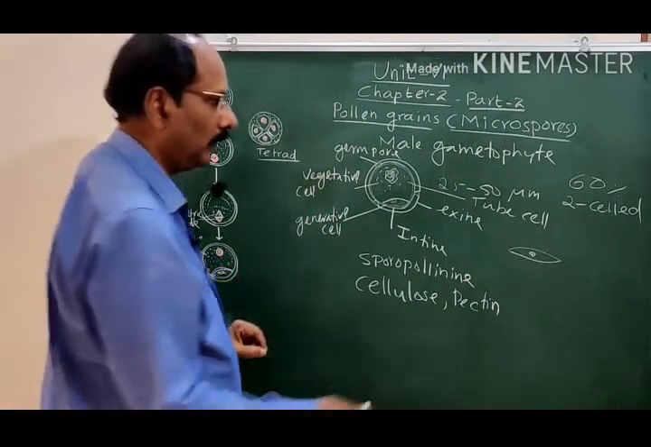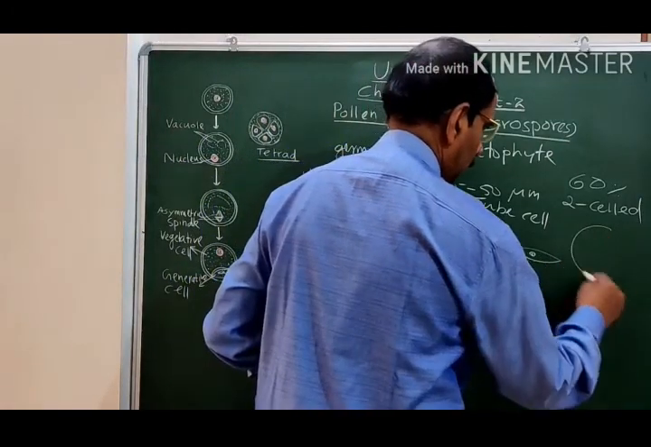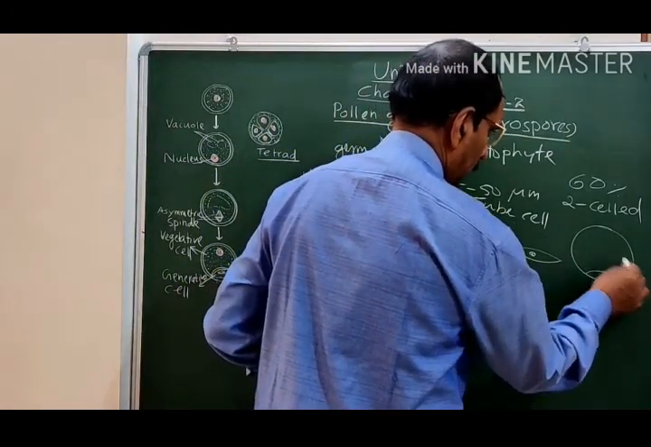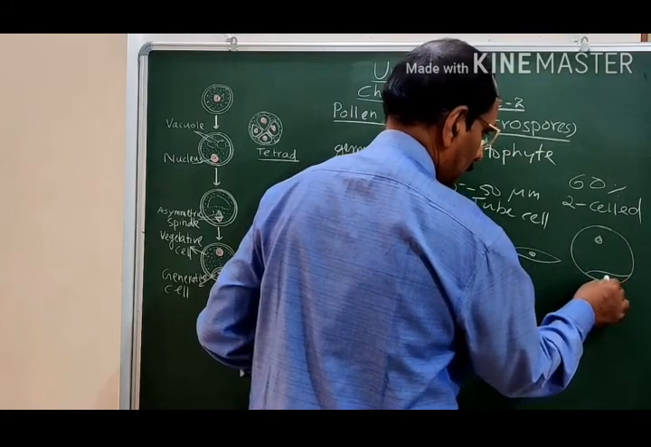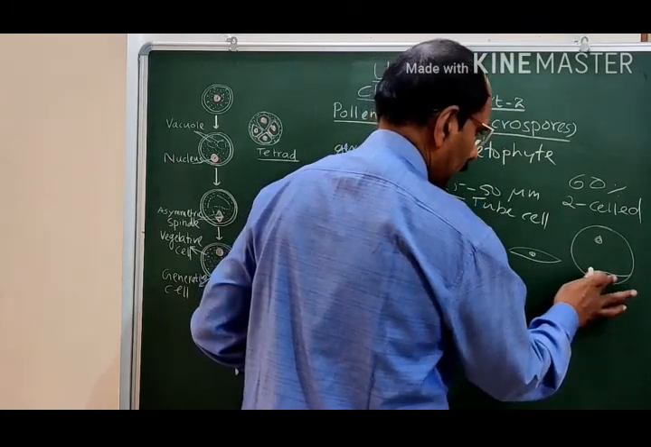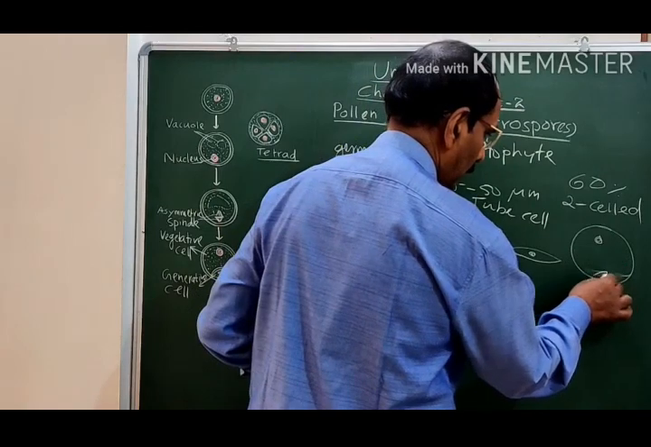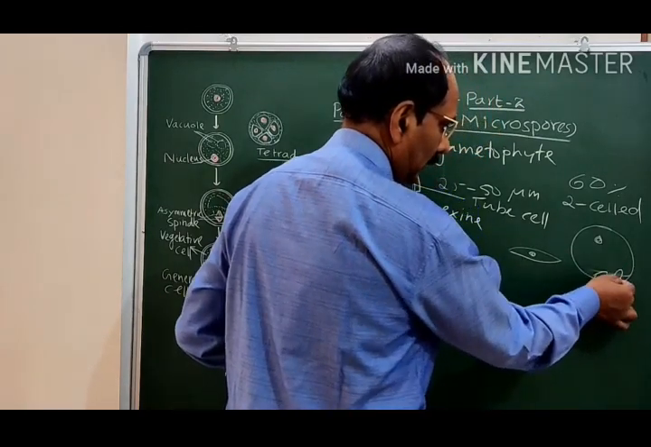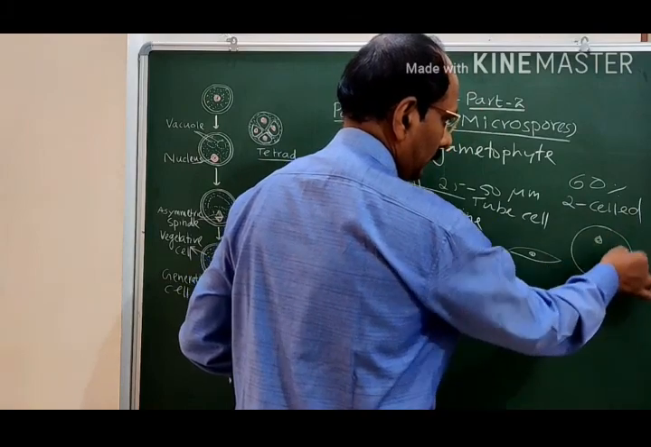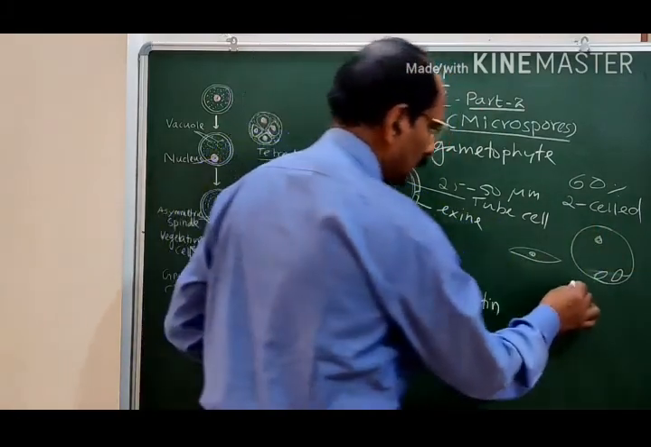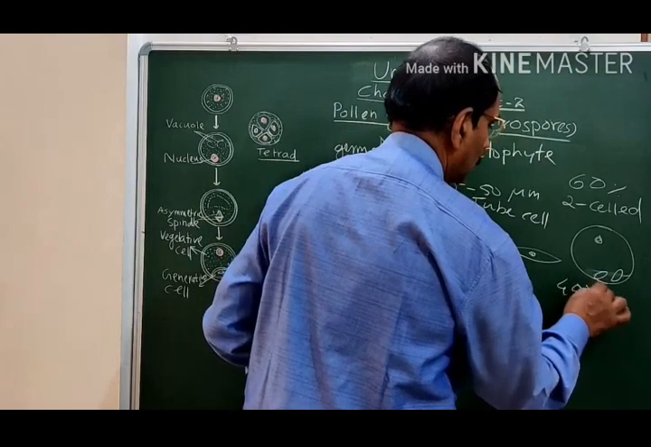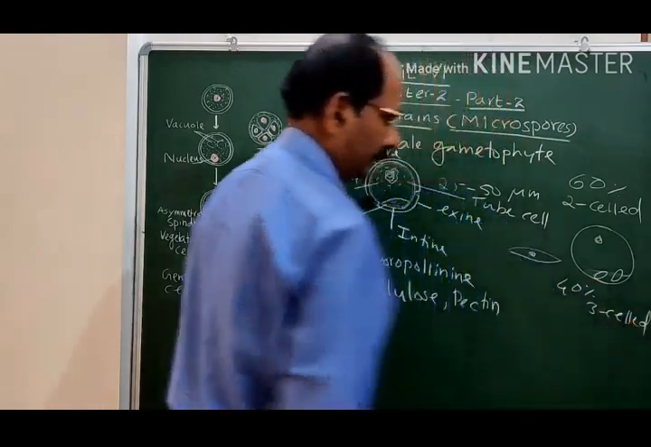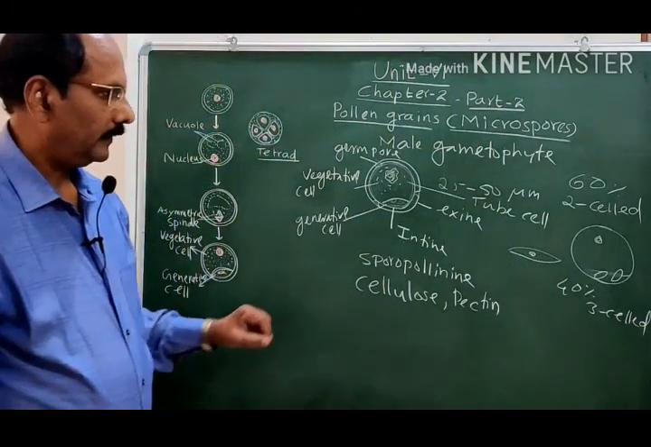In some pollen grains, the vegetative cell remains there, this is the vegetative cell, and this is the generative cell. This generative cell divides and produces the two male gametes. So this is one cell, this is another cell, and the vegetative cell is the third cell. So in 40% of flowering plants, the pollen grains are liberated at the three-celled stage. Okay, so that is the liberation.